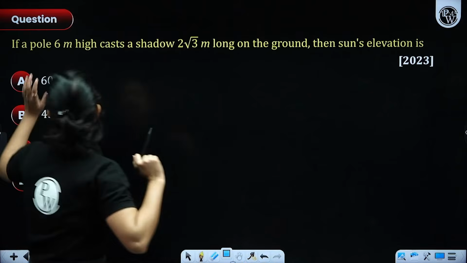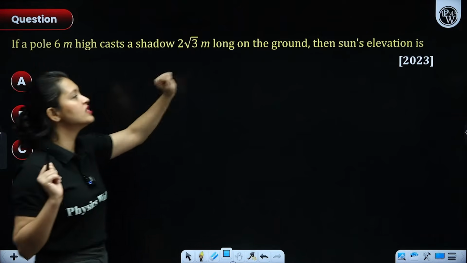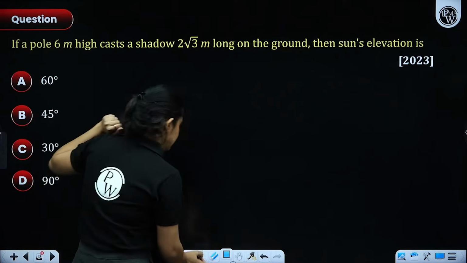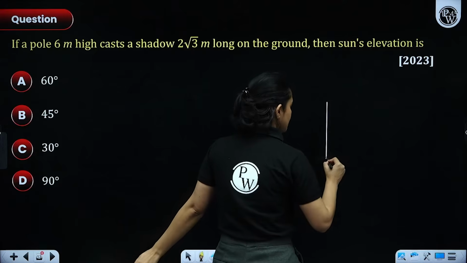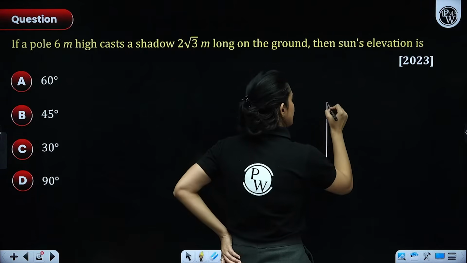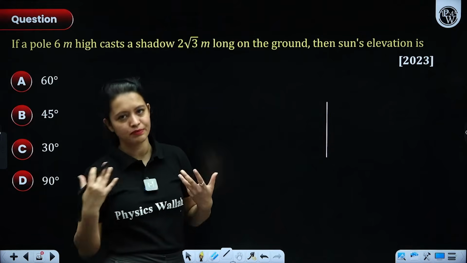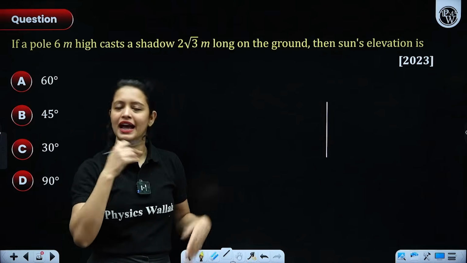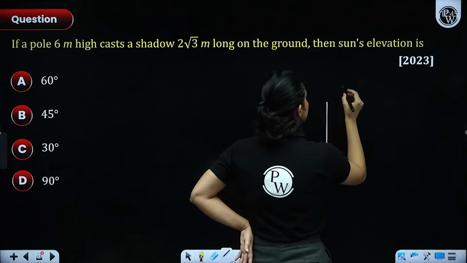Okay, chaliye. If a pole 6 meter high casts a shadow of 2√3 meter long on the ground, the sun's angle of elevation is? Chalo, let's understand something. How shadows are formed, guys. I am not very good at science, but still, think about it. We have a pole and I am taking the pole as a line segment. When something's height is given, then you always take it as a line segment. Height is not given, you will take it as a point.